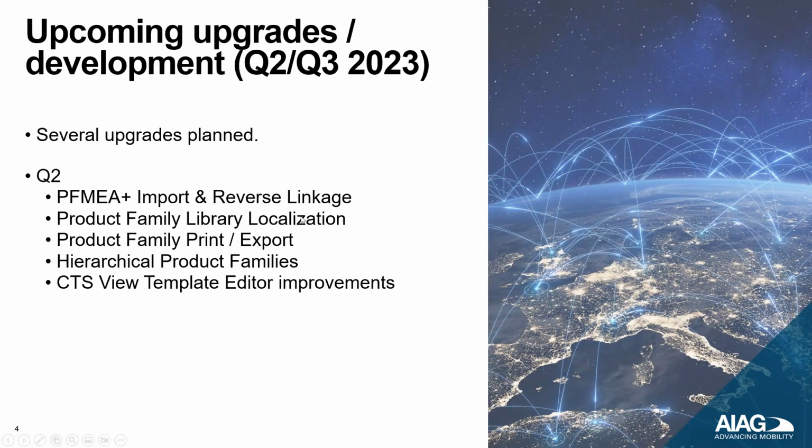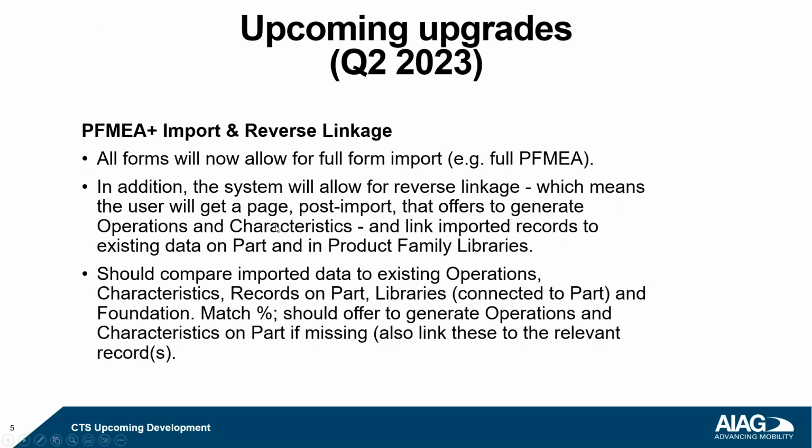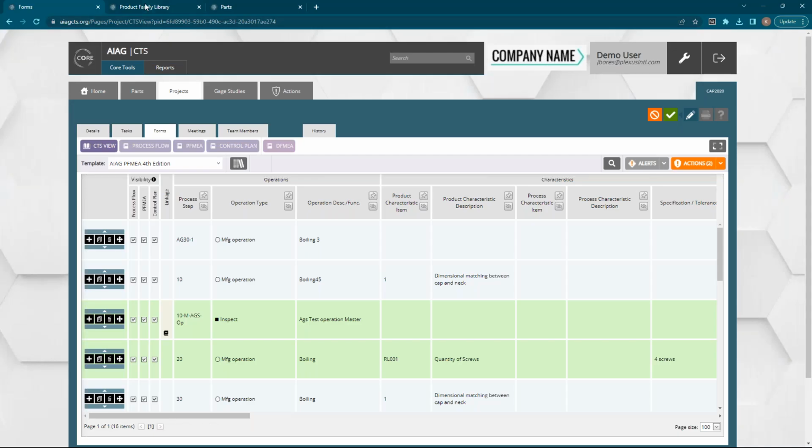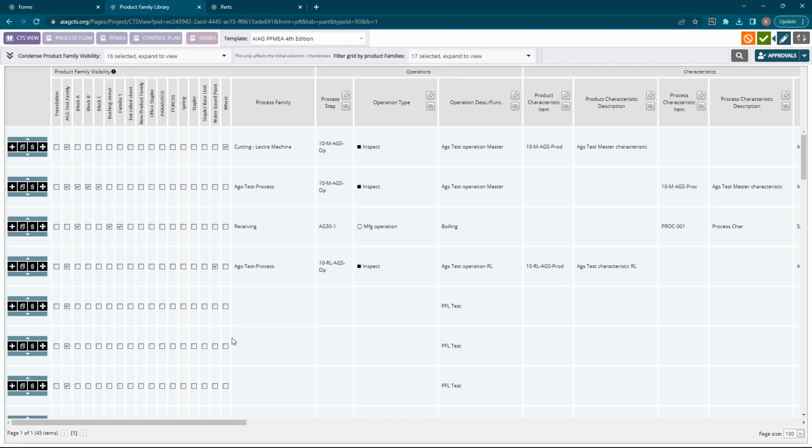Product family library localization. That's another big one for the product family library. So there will be another column after the process family. I'll toggle over to it here right now. So in the library, you have the process family applicability here. Now this is also ready, it's on the staging server already, we're testing it for deployment. You will have another column coming up here.